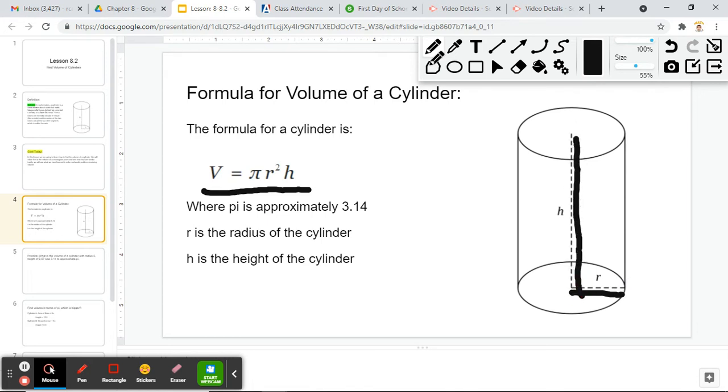Now, this is very important that we get this down in our notebook. Make sure you label it the volume of the cylinder and you give us this formula right here. You might even want to denote this volume C or something like that. That way you know it relates to the cylinder.